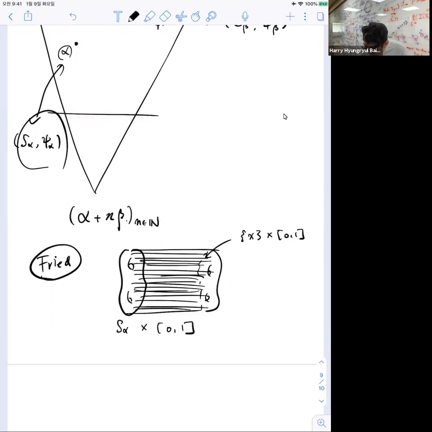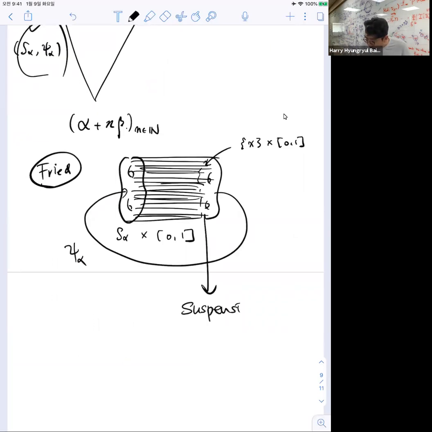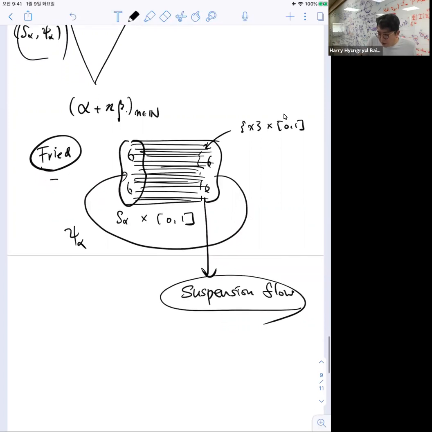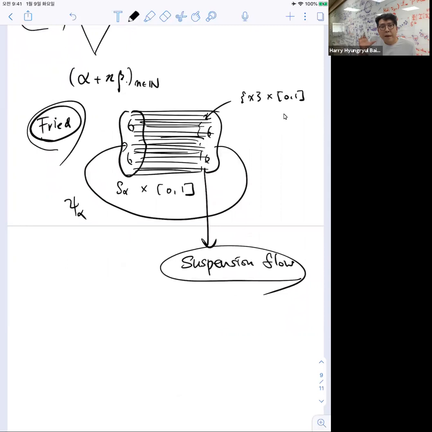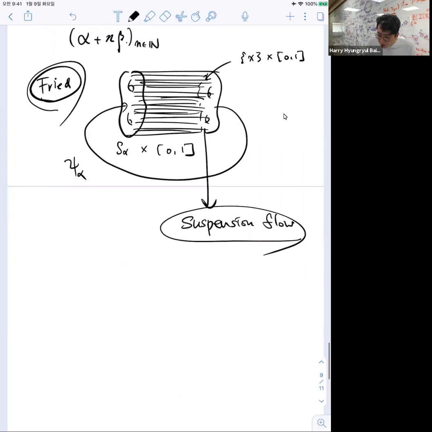And now you glue them together using the homeomorphism psi alpha. So this line segment will now continue, right? So x goes to psi alpha of x, and psi alpha of x goes to psi alpha of psi alpha of x, etc. So it actually continues. So this will define a flow inside of your closed three-manifold. And because forming a mapping torus was originally called taking a suspension, this flow is called a suspension flow. What's interesting is that Fried showed that the suspension flow is actually fibered cone invariant.